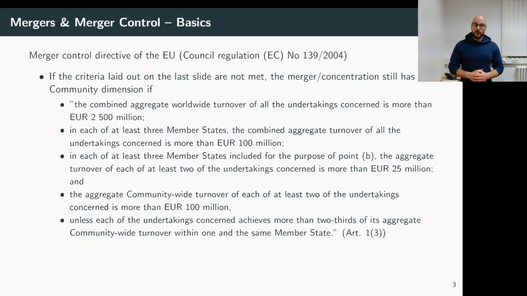In each of at least 3 member states included for the purpose of point B, which is the former point, the aggregate turnover of each of at least 2 of the undertakings concerned is more than 25 million, and the aggregate community-wide turnover of each of at least 2 of the undertakings concerned is more than 100 million euros, unless each of the undertakings concerned achieves more than 2/3 of its aggregate community-wide turnover within one and the same member state. Okay, so you shouldn't learn this by heart, I guess.